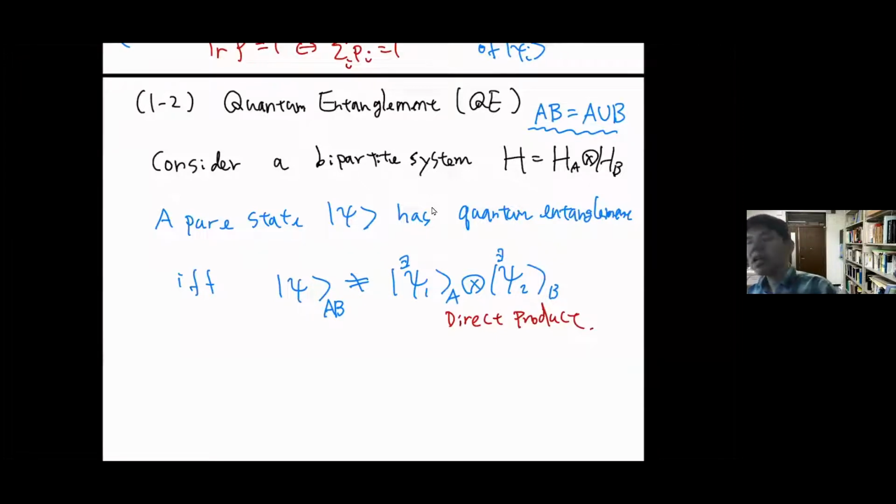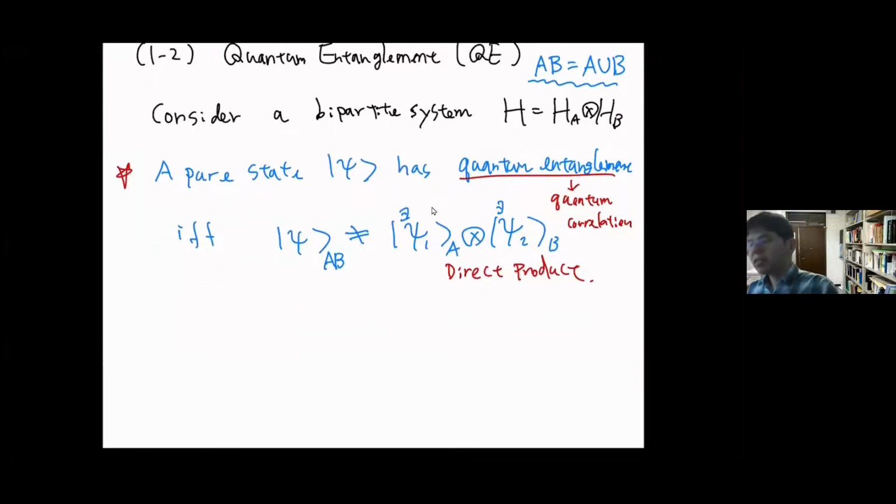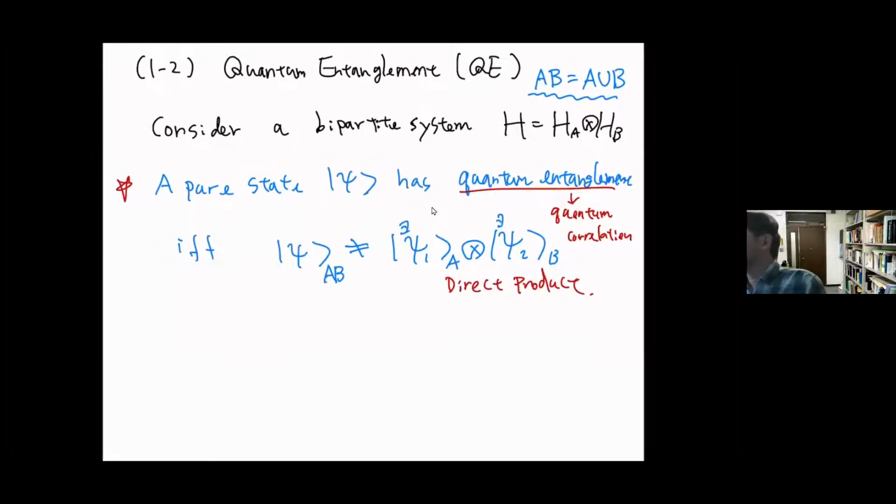This is the definition of quantum entanglement. If a state can be factorized as a direct product state, we say there is no quantum entanglement at all. But if we cannot factorize it that way, then there is some entanglement, some quantum correlation. Quantum correlation is a very ambiguous concept, but quantum entanglement is more definite because we can define it this way. This is the quantum entanglement for a pure state, easily formulated this way.